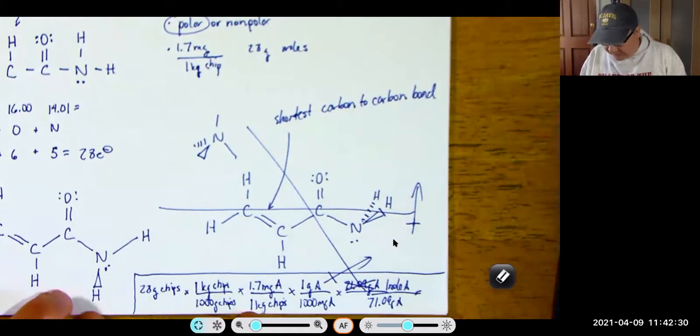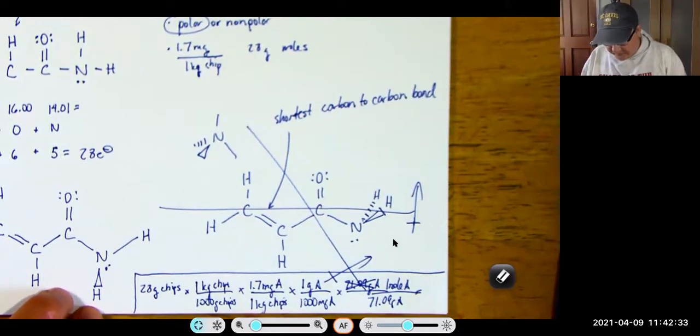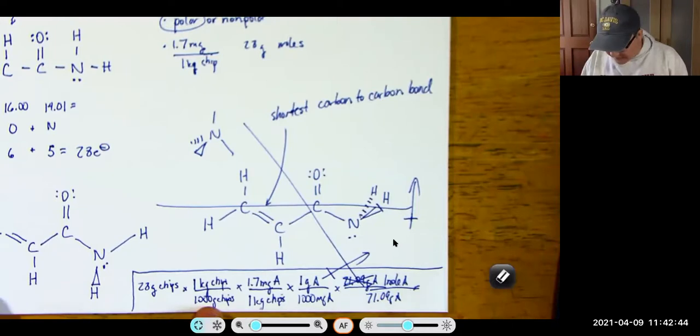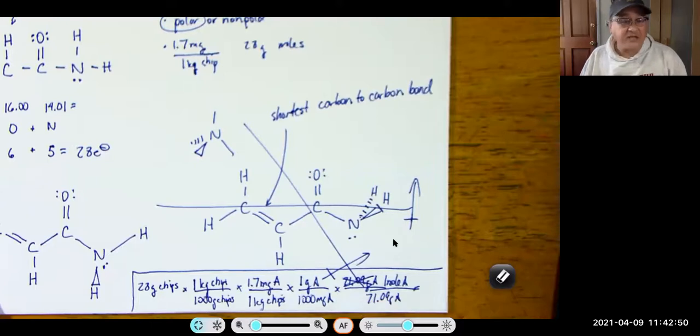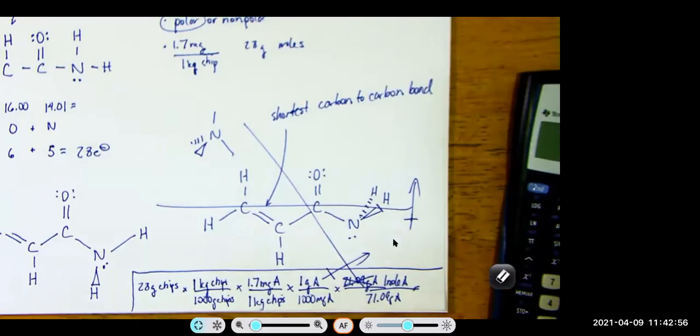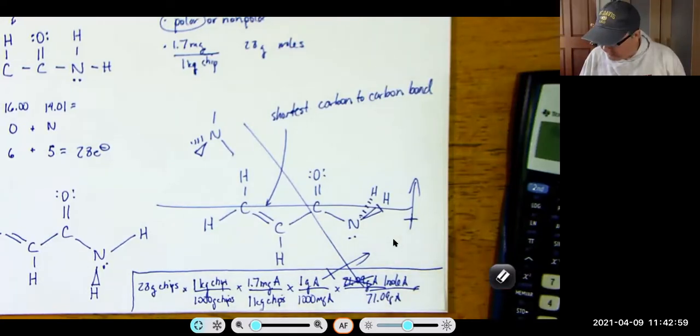This is a hard one to estimate, wouldn't you agree? But one thing I can say about this number is it better come out to be smaller than 1. Agreed? Because I'm dividing by 1,000, dividing by 1,000, and dividing by 71.09. So this better turn out to be a lot smaller than 1. So we get 28 times 1.7 divided by 1,000, divided by 1,000, and divided by 71.09.